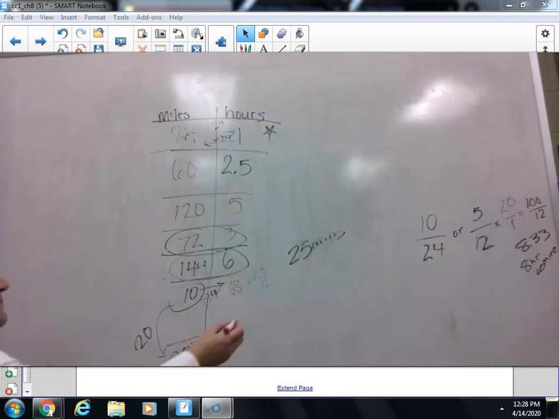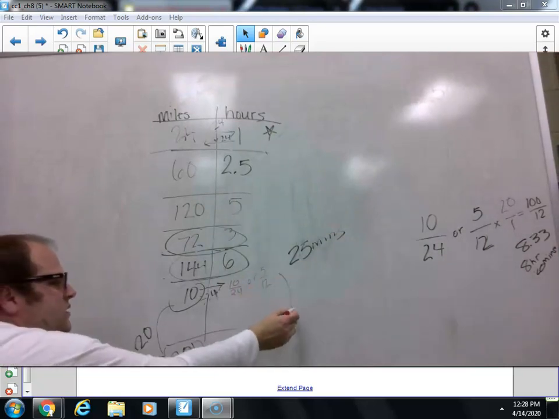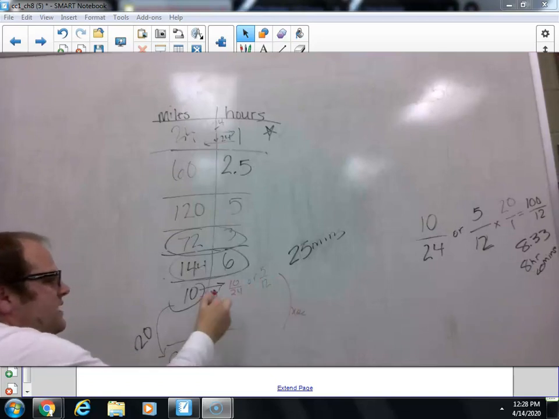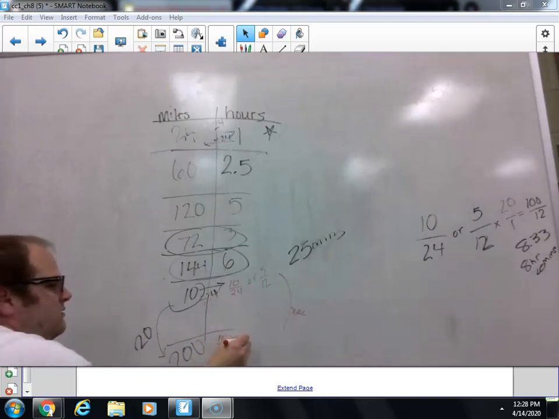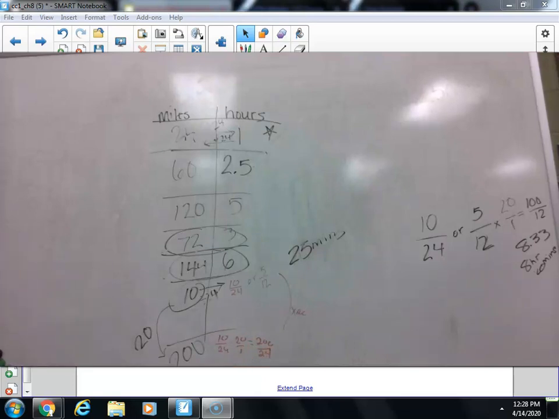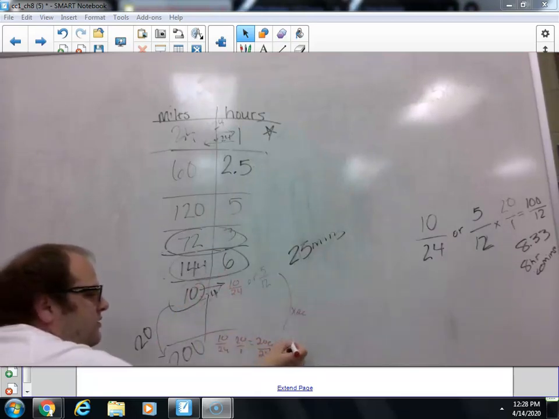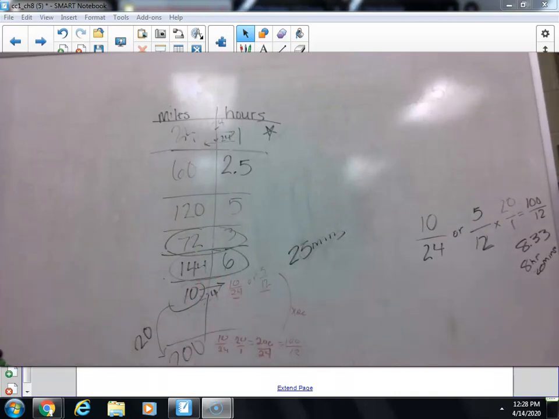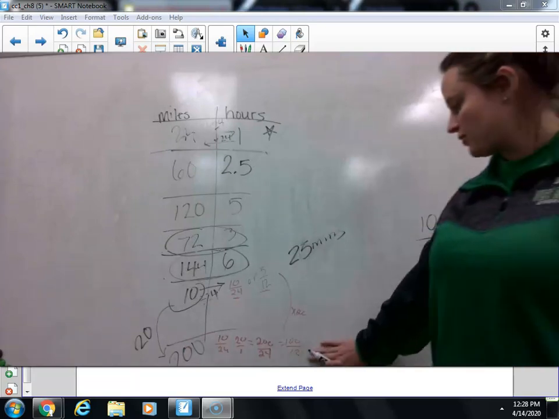So that means we also need to multiply this side then by 20 as well. So 10 24ths times 20 over 1 would give us 200 24ths. Or 100 over 12. Depending upon, did you use the simplified fraction or did you not use the simplified fraction? Okay, so 100 over 12.